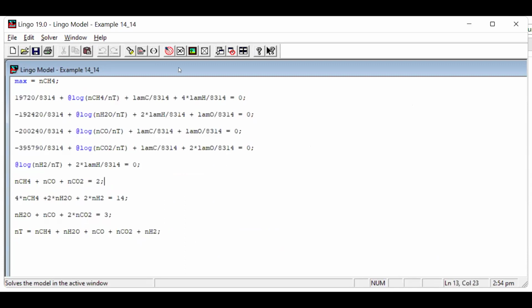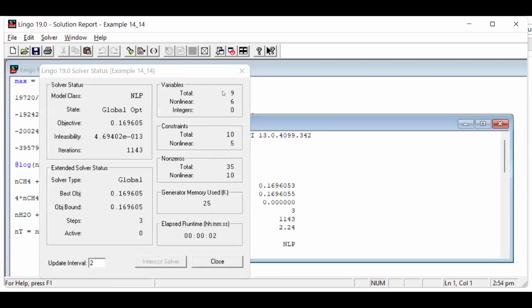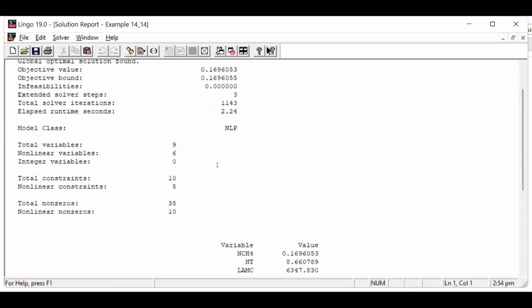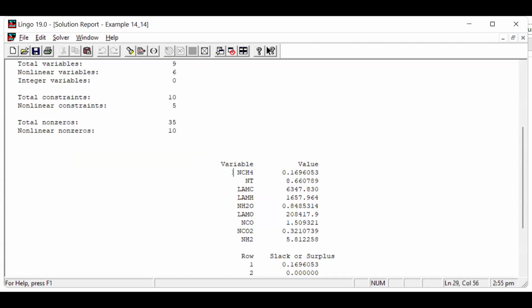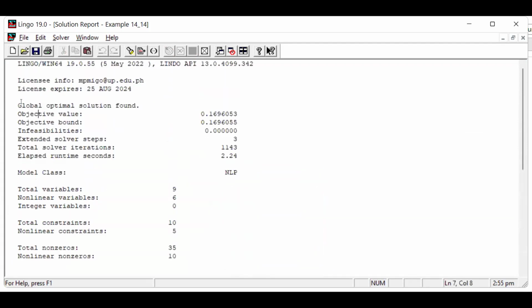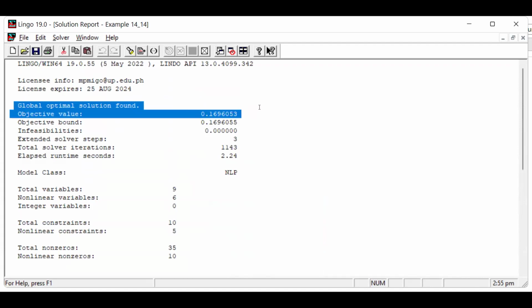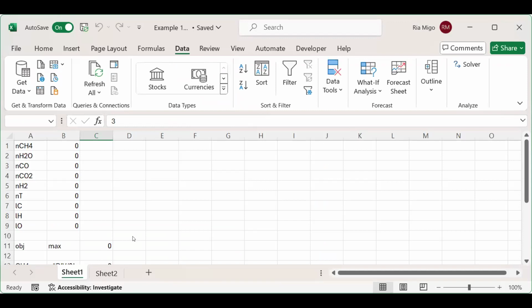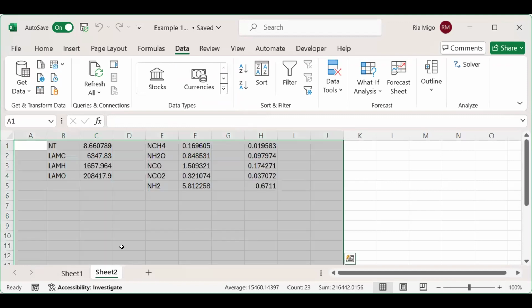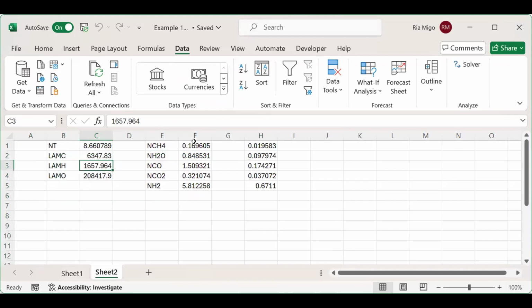Next, I click the solver. And it outputted this one. So it was able to calculate. And notice that it also said global optimal solution found. So what I did was to copy paste this into Excel. Okay, so this is the copy pasted values.